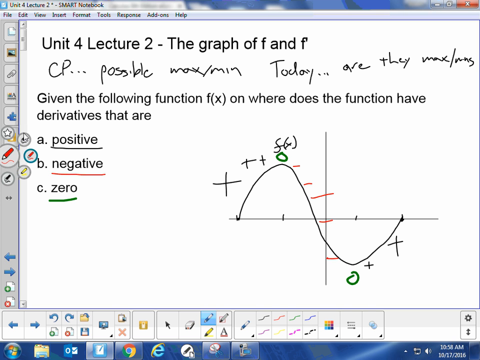Well, if I look at this function from left to right, when my tangent slopes are positive, my function is going up. It's increasing. When my tangent slopes are negative, my function is going down. It's decreasing. And when it's 0, we're just kind of stopped.